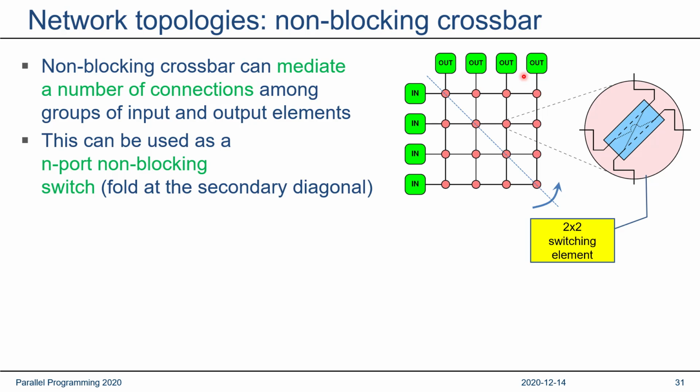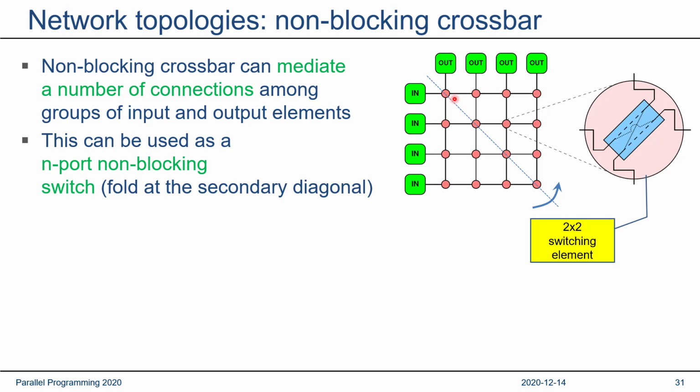Now, what else can we do? If we look at the other end of the spectrum, so what is the best thing that we can do? We're looking at non-blocking crossbars. A non-blocking crossbar can mediate a number of connections among groups of input and output elements. So on the right, we see 4 input elements and 4 output elements. The data flow is implicitly understood to go from left to right. Okay, so input here, output there.